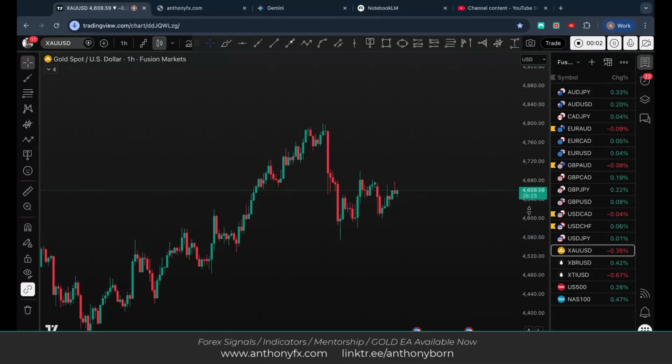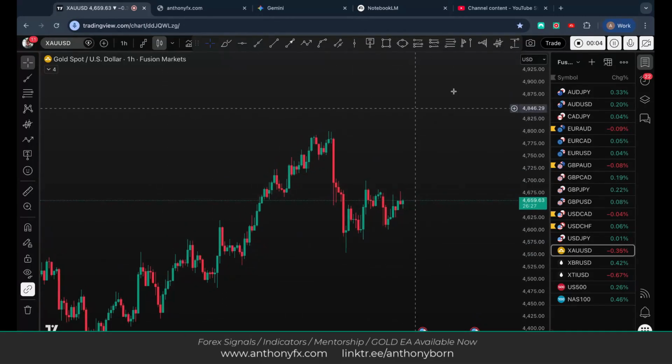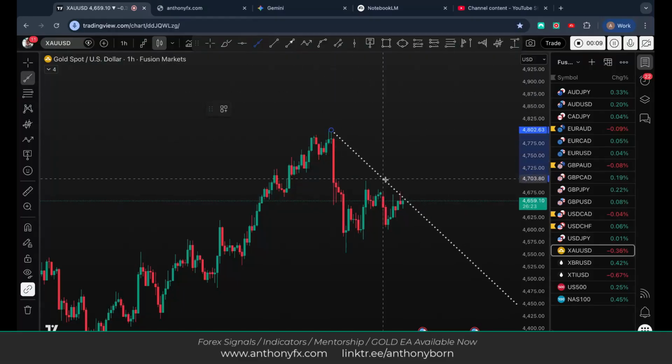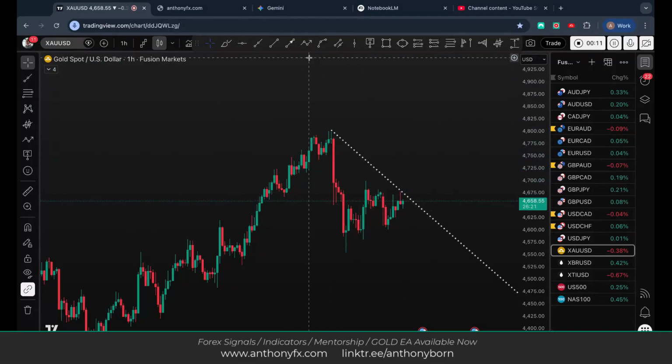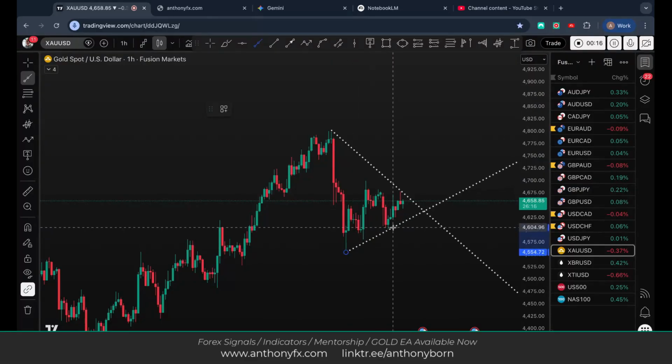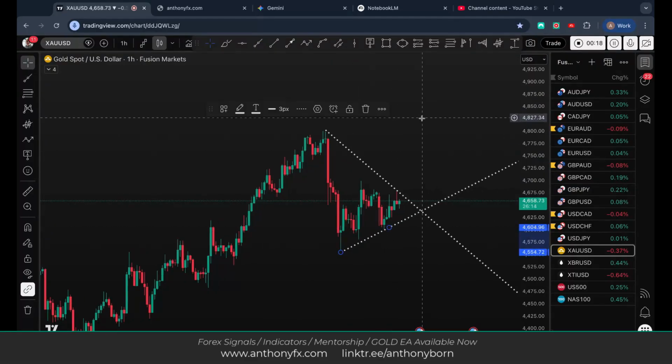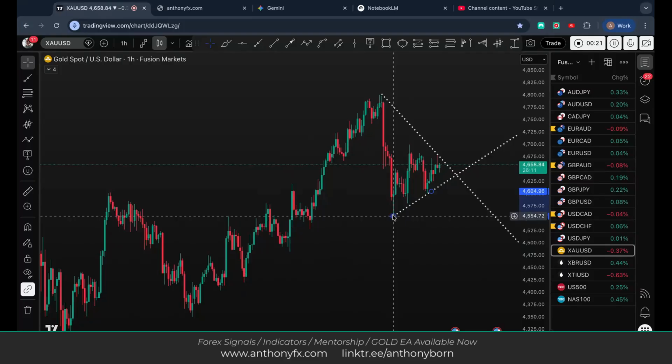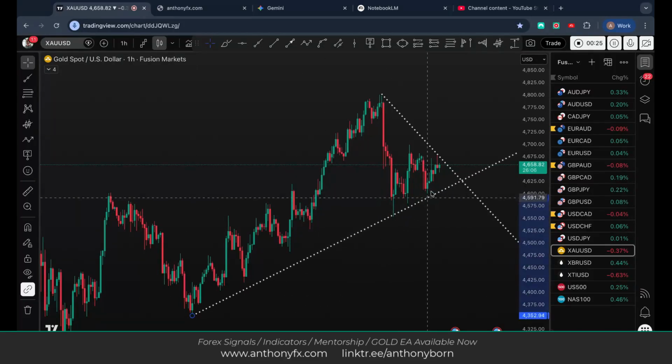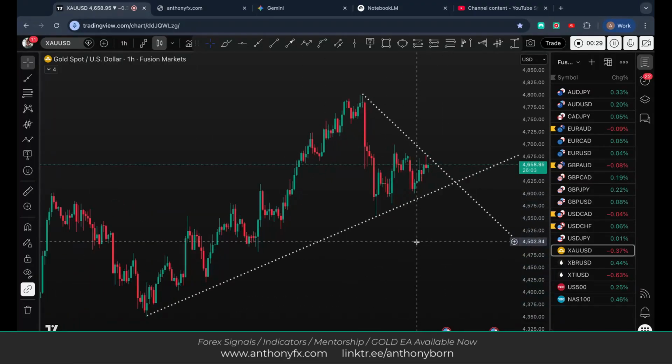Okay, looking at gold. I use a combination of trend lines, VWAP, and volume profile for my analysis on a day-to-day basis. So we mark up the lows and highs. In fact, we can probably pull that from further back. All right, so there's a couple of things going on.